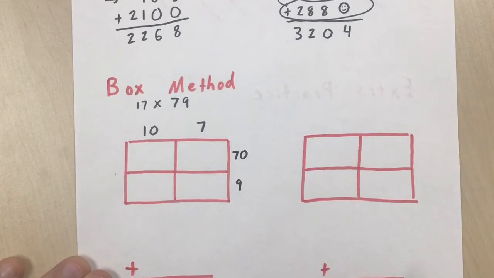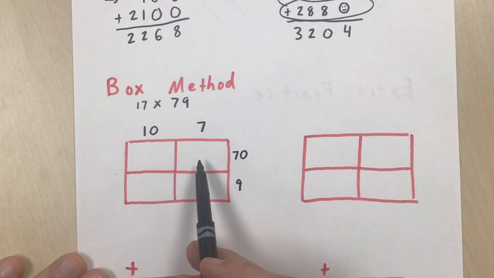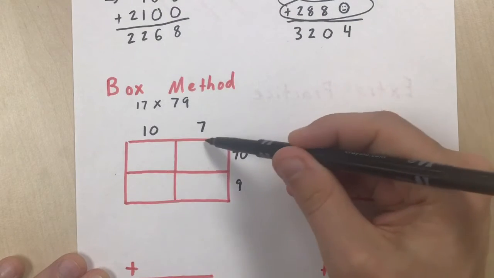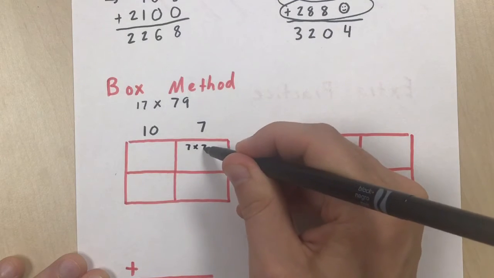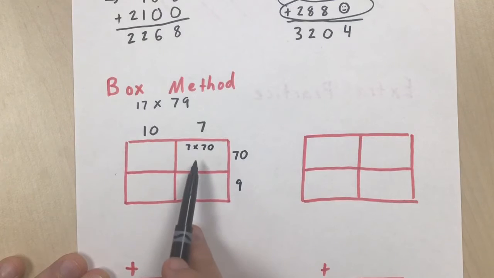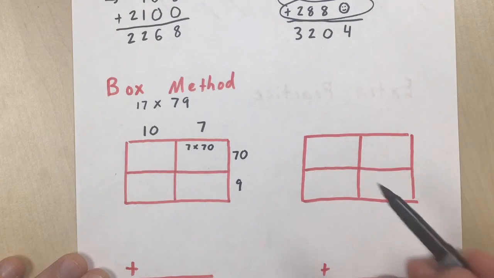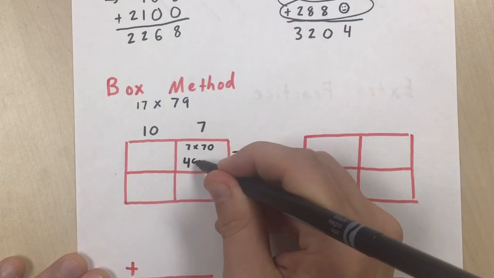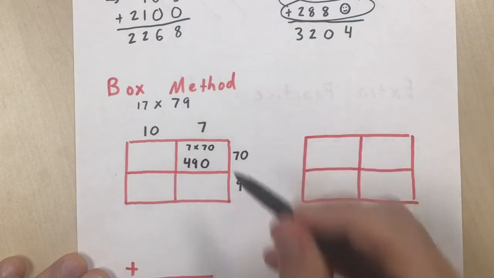Now, using the skills that we already know, all we have to do is multiply the numbers where they meet. So this box is the same thing as 7 times 70. If you want to write the question in the box, you can. I'm only going to do that here because I wanted to show you what I'm thinking. If I do 7 times 70, I know what 7 times 7 is. 49. Because the 70 ends in a 0, my answer ends in a 0.